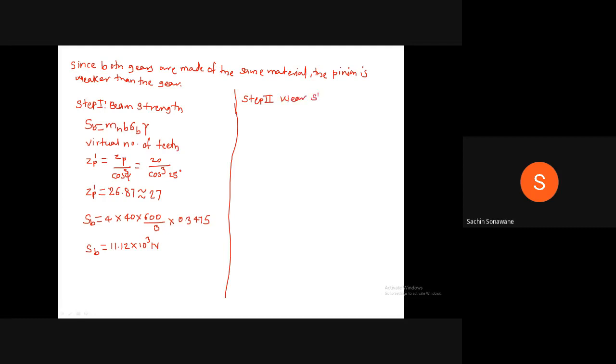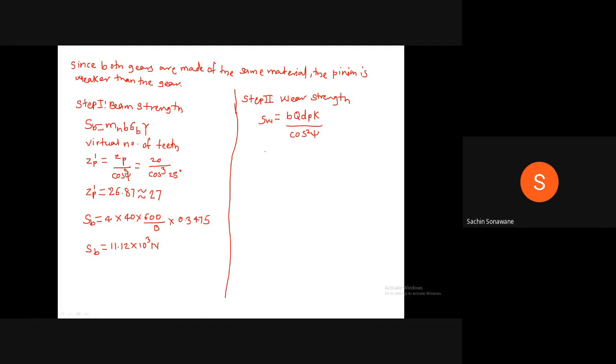Wear strength. Therefore, what is the equation for wear strength of helical gear? That equation we will write down first of all. SW is equal to BQ dpk divided by cos square psi. Therefore, we will find out the value of Q and K.